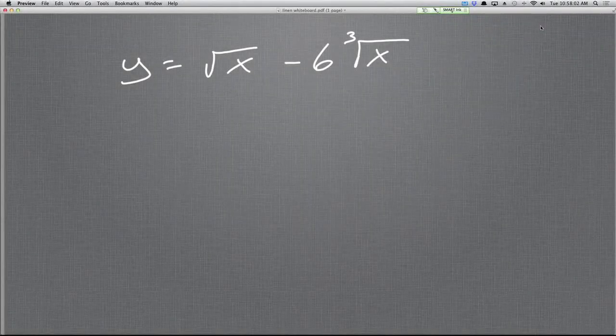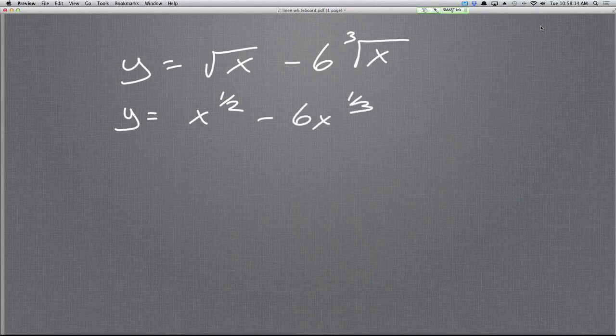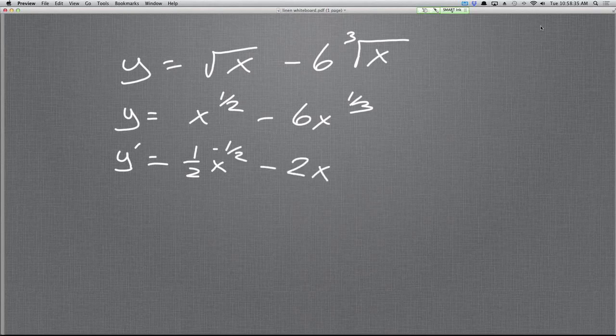And y equals the square root of x minus 6 times the cube root of x. Change them into exponents. Put them in exponent form. So x to the 1/2 minus 6x to the 1/3. You have 1 over 2. Alright, quit doing 2 steps at once for me. So that would be 1/2 x to the negative 1/2. This would be minus 2x to the negative 2/3.